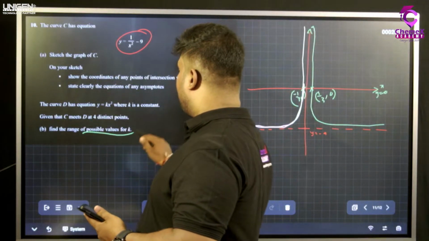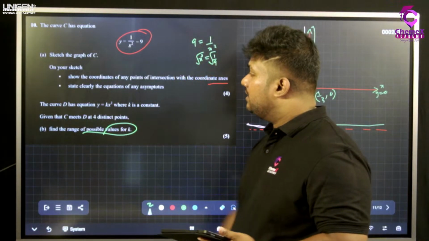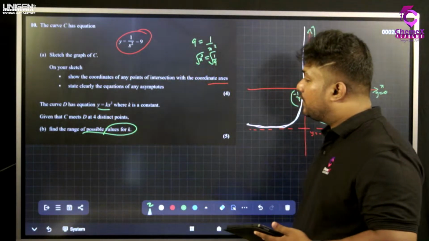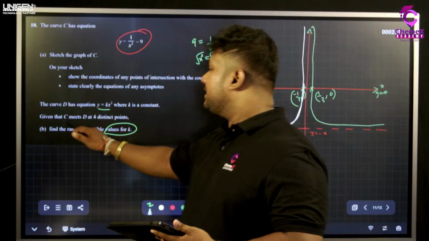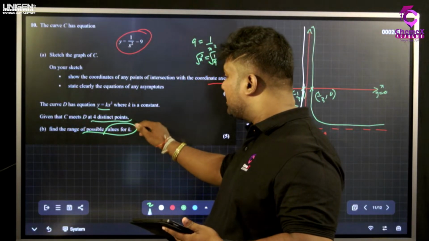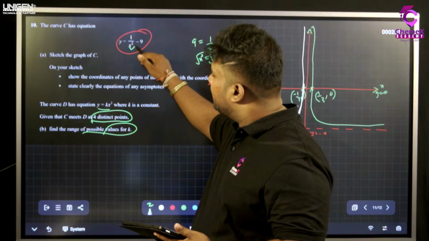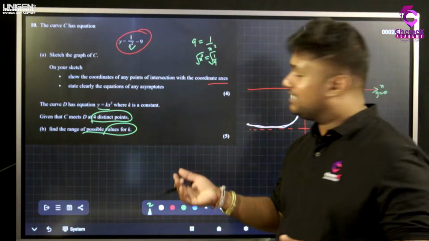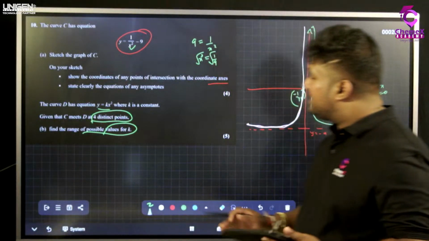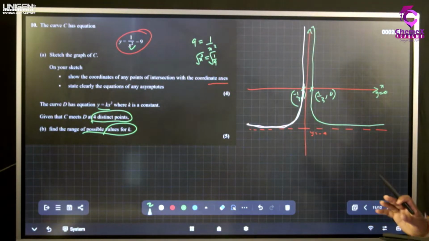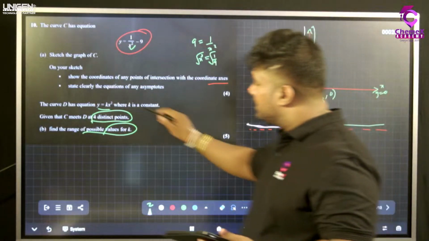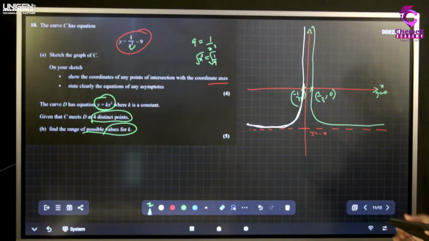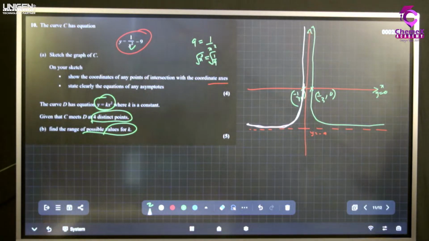Find the range of the possible values of k. It says the curve D has the equation y equals kx squared, where k is a constant, given that C meets D at 4 distinct solutions. With x squared, if it were x there would be two; with x squared there can be four. So 4 distinct solutions means the line y equals kx squared is a U shape, right? A U shape can cross to have two solutions.